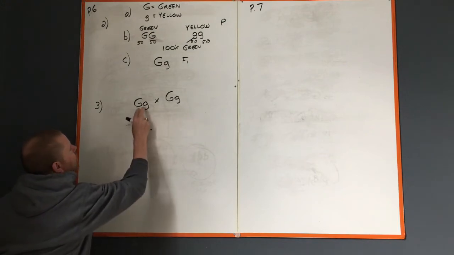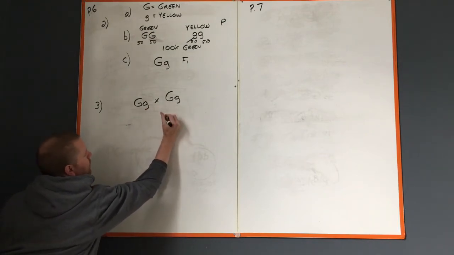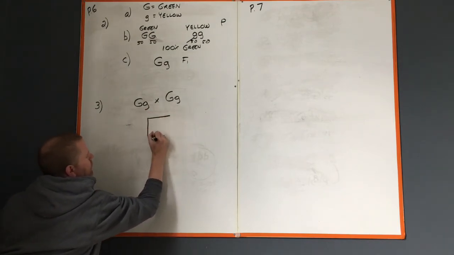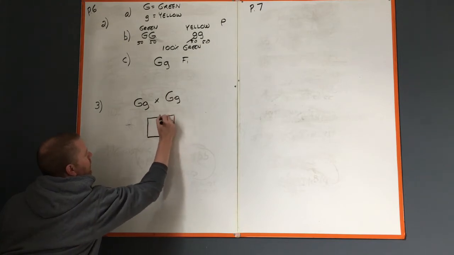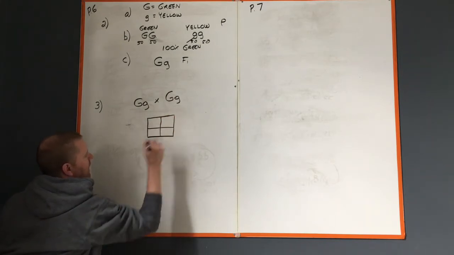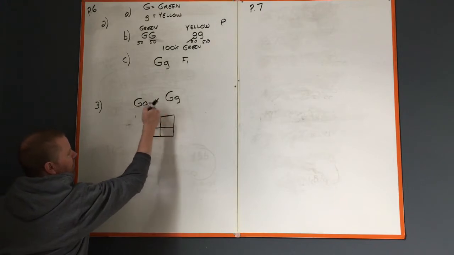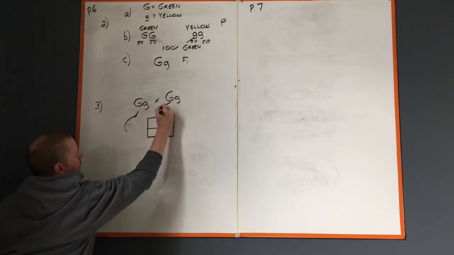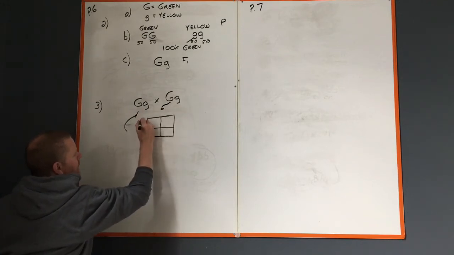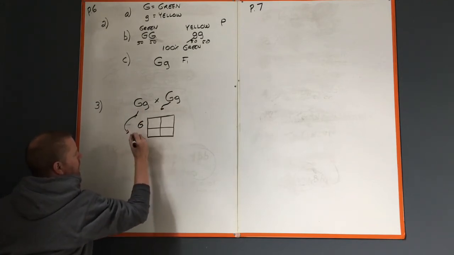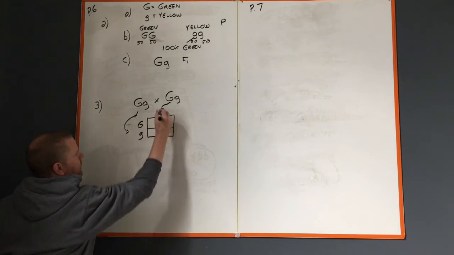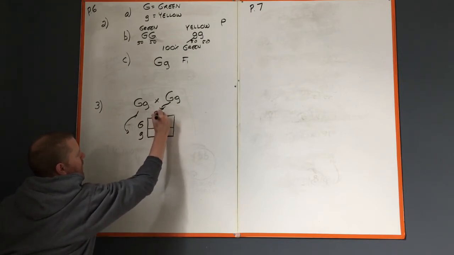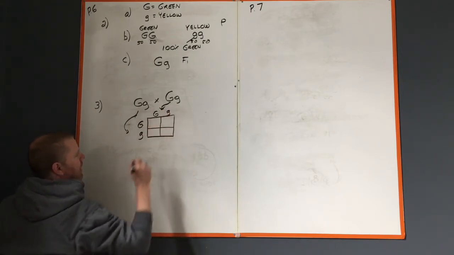Well, we have 2 letters times 2 letters. So if we were doing a Punnett Square, our Punnett Square would be 2 times 2 for a total of 4. And so what you end up with is this. Now, remember, 50, 50, 50, 50. So let's put this parent on the side. We'll put this parent across the top. 50% of the time, a big G going to offspring. 50% of the time, a little g. Up here, 50% of the time, a big G. 50% of the time, a little g.